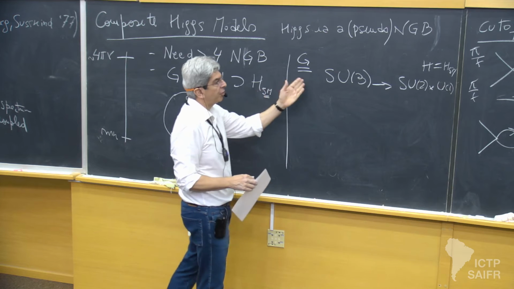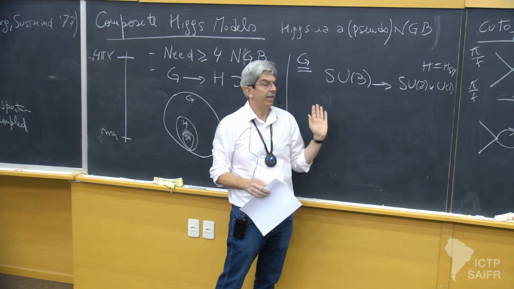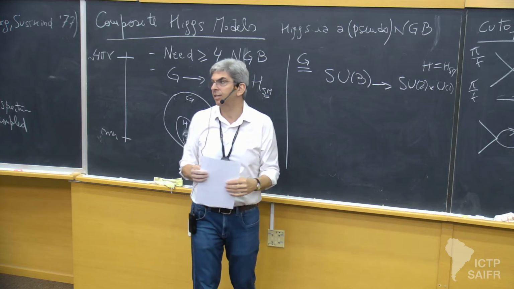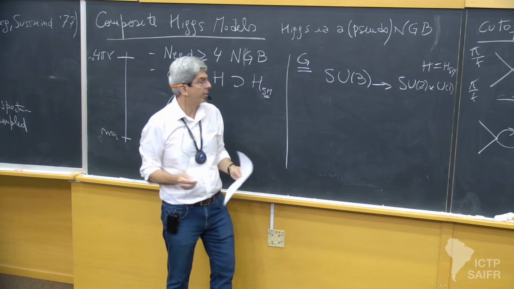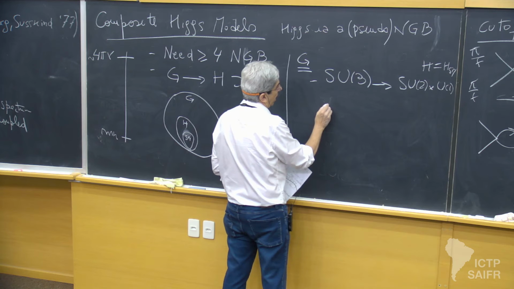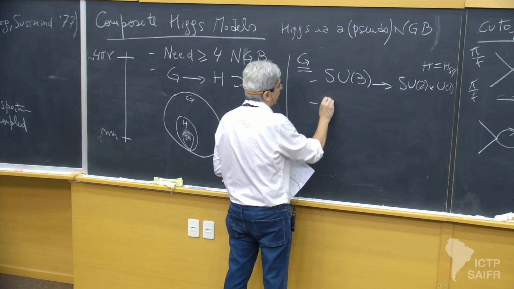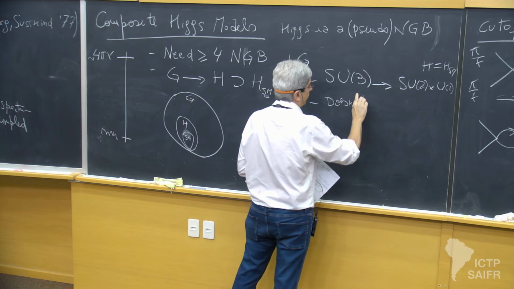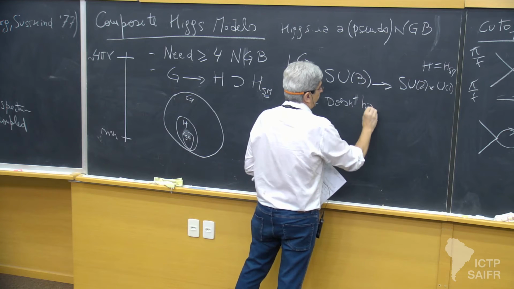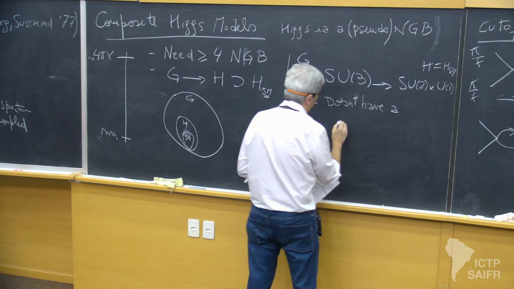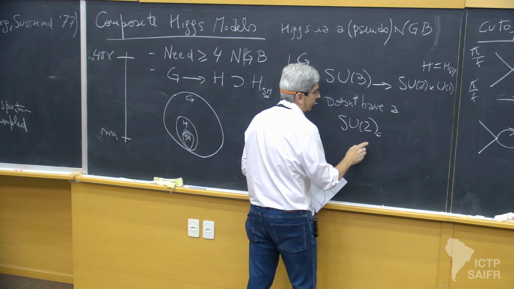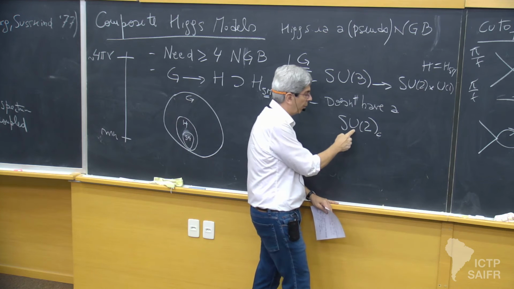The problem with this choice is that it's excluded by experiment. And it's a long story, but the problem with this choice is that it doesn't have an SU2 custodial. This is not color, it's custodial. It's a global symmetry.